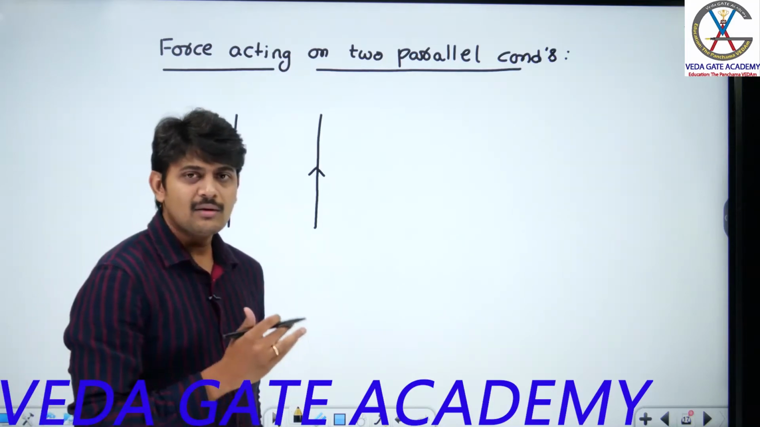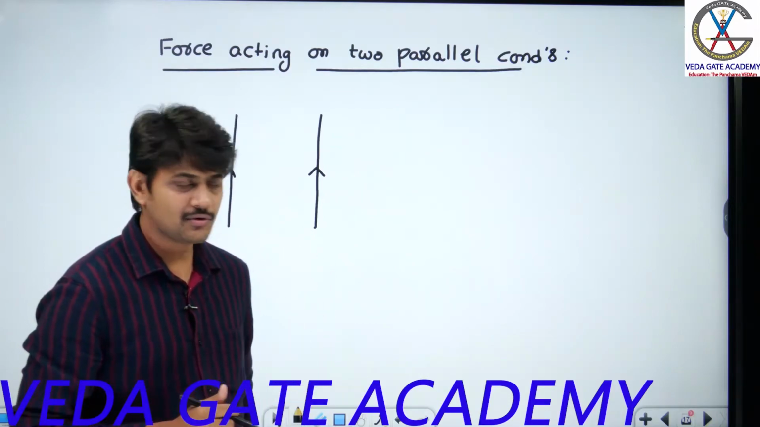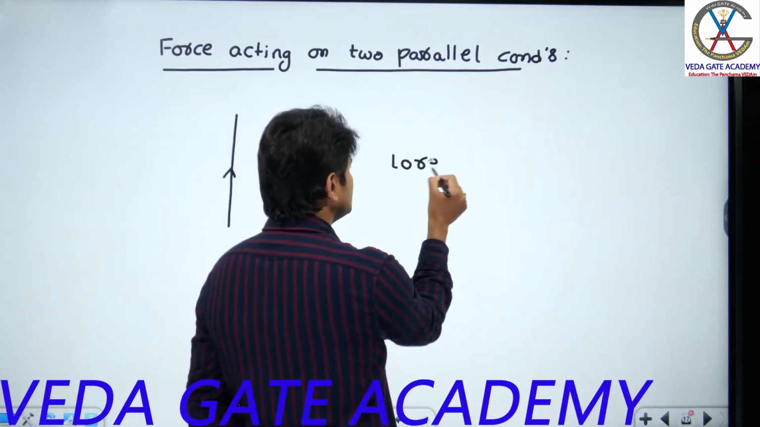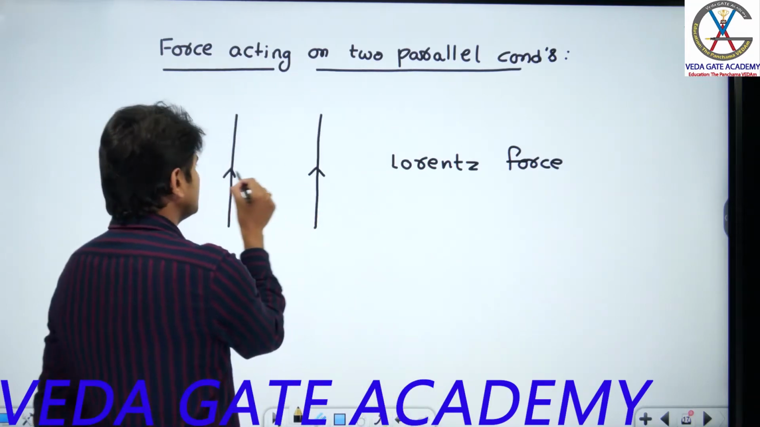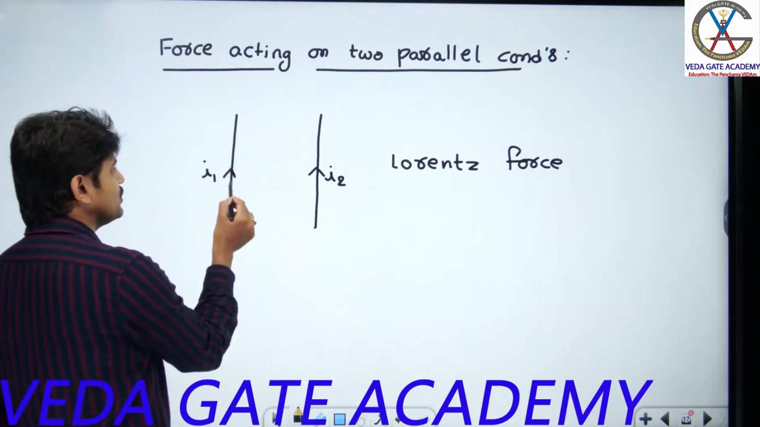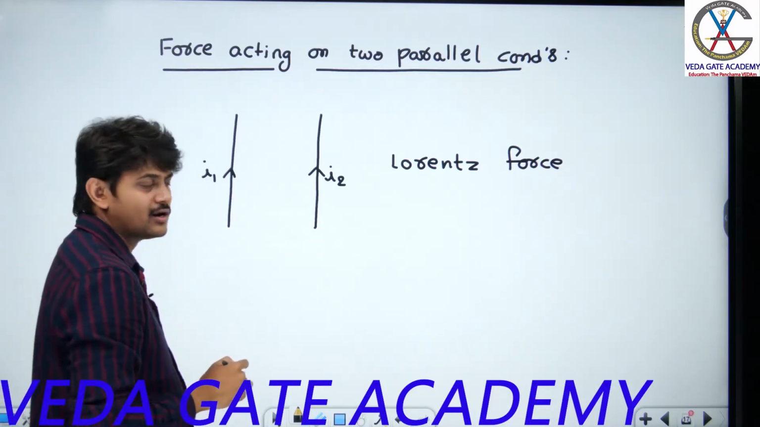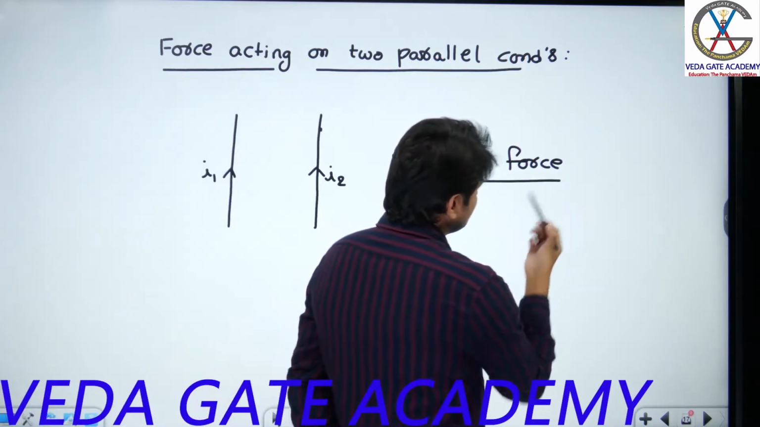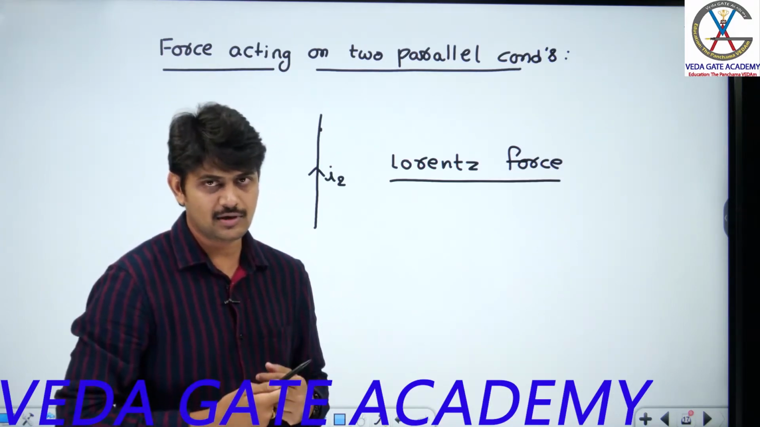Before that, in order to determine the direction of force acting on the conductors, we have to use Fleming's left hand rule. According to the Lorentz force equation, suppose this is the current carried by conductors 1 and 2. Because of this current flowing through the conductors, some flux will be created. This flux links the current carrying conductor I2, so some force will act on this conductor. The statement of Lorentz force equation: whenever a current carrying conductor is placed in a magnetic field, it will experience a force on it.